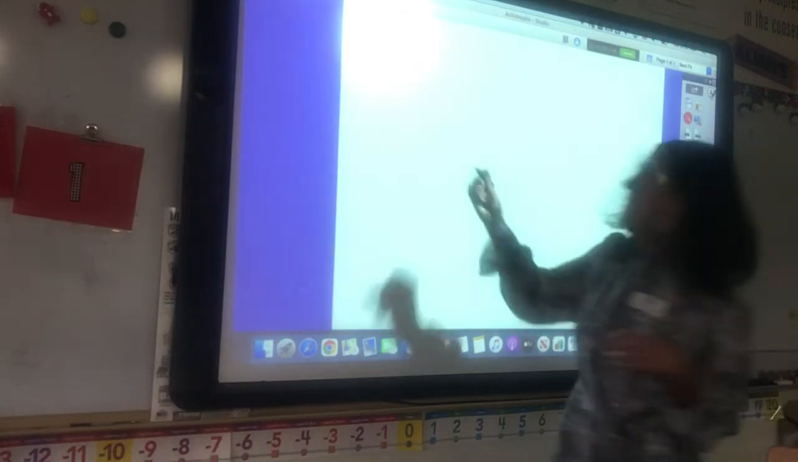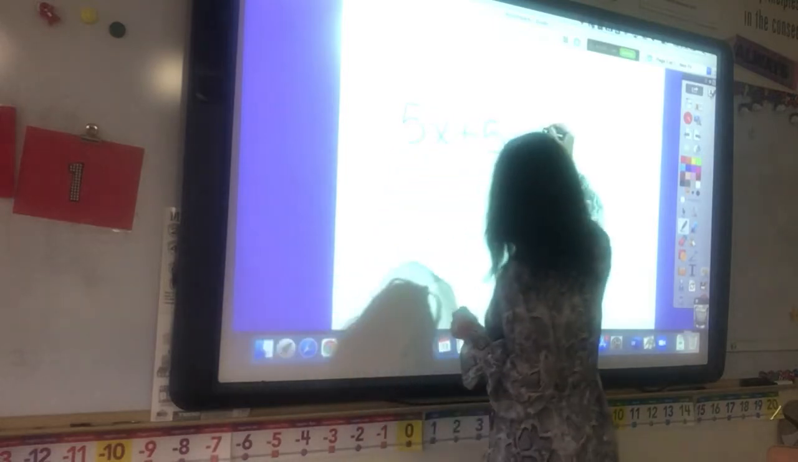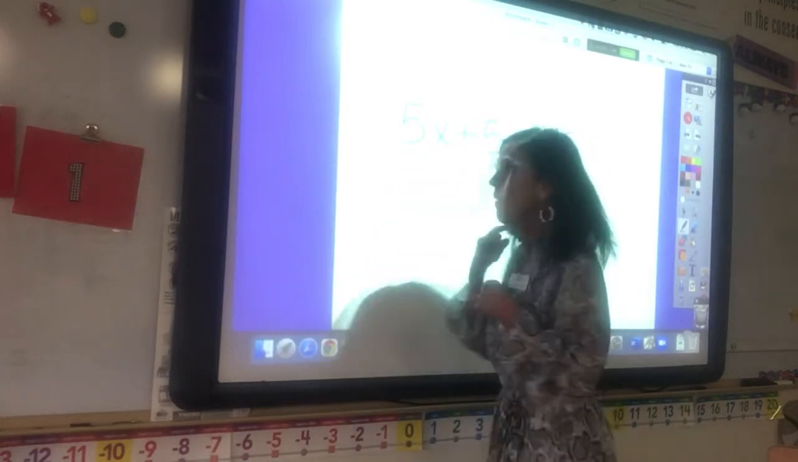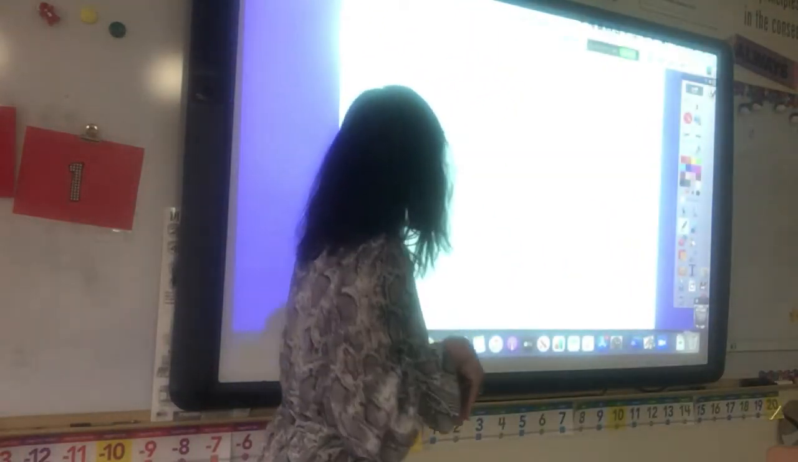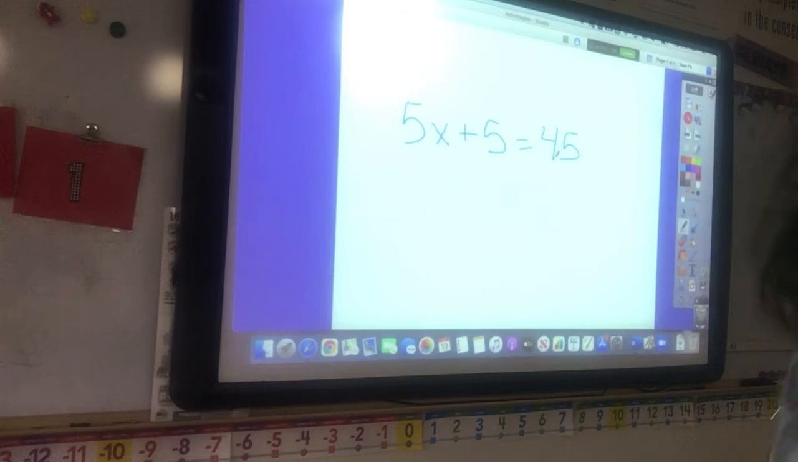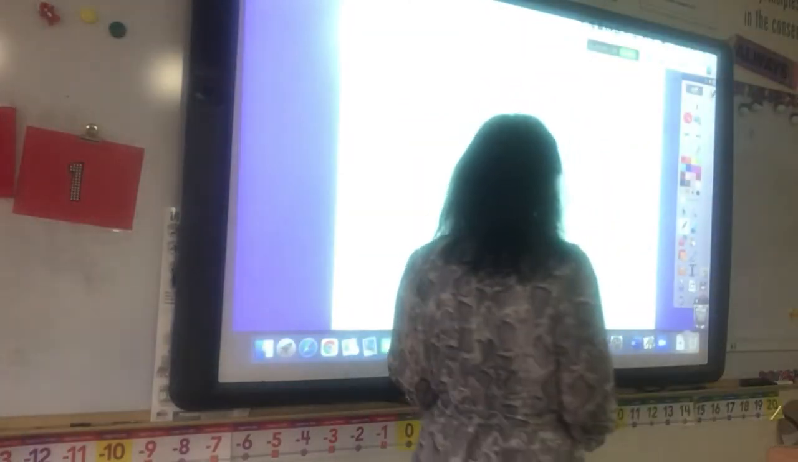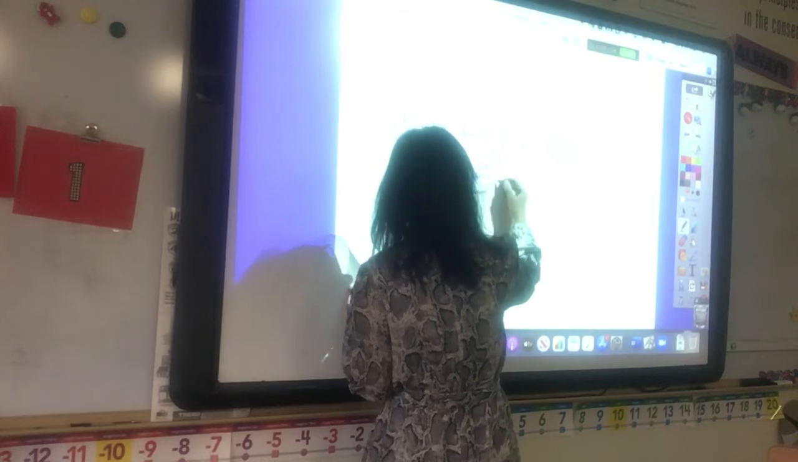Okay, let's do 5x plus 5 equals 45. Okay, 5x plus 5 equals 45. So we have two 5's that need to go over. But which one's going over first? Is this one going over first, or is this one going over first? Which one's going to go over first? Macy. The middle one. Yeah, the plus 5, because it's not attached to the variable. So we're just going to move everything over.